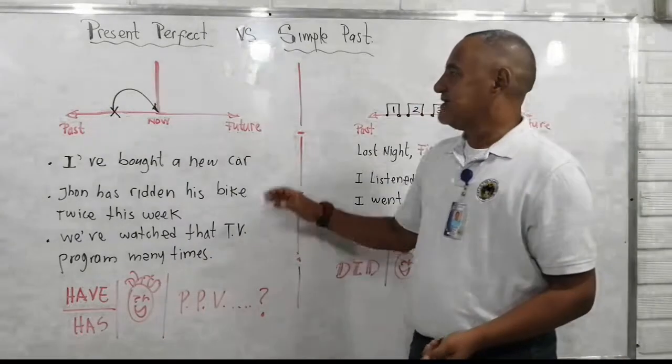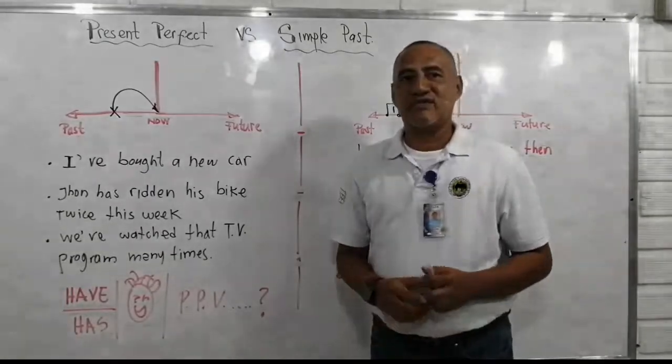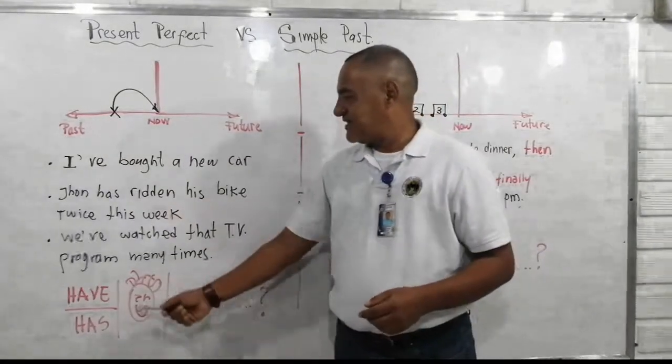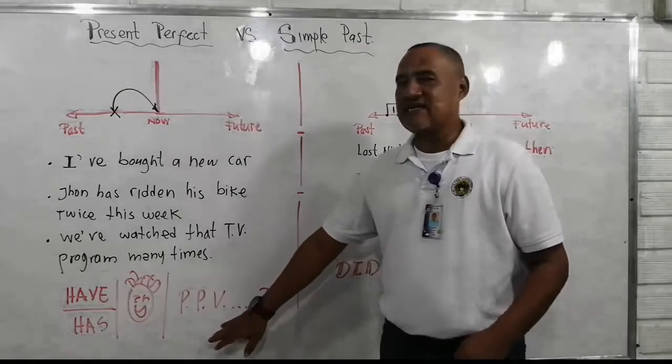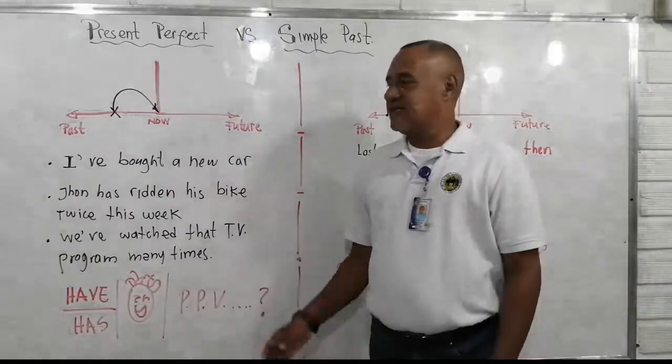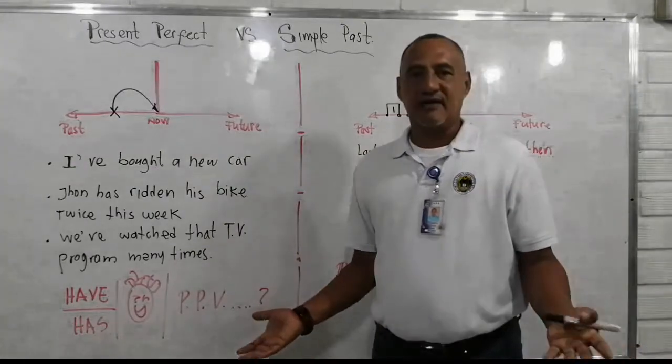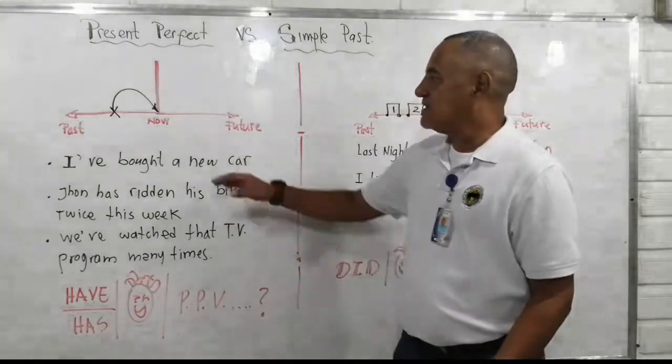All right. Then remember the auxiliaries. We have have and has, when we are going to make a question, plus the past participle of the verb. Then here I have just set up some examples for you.